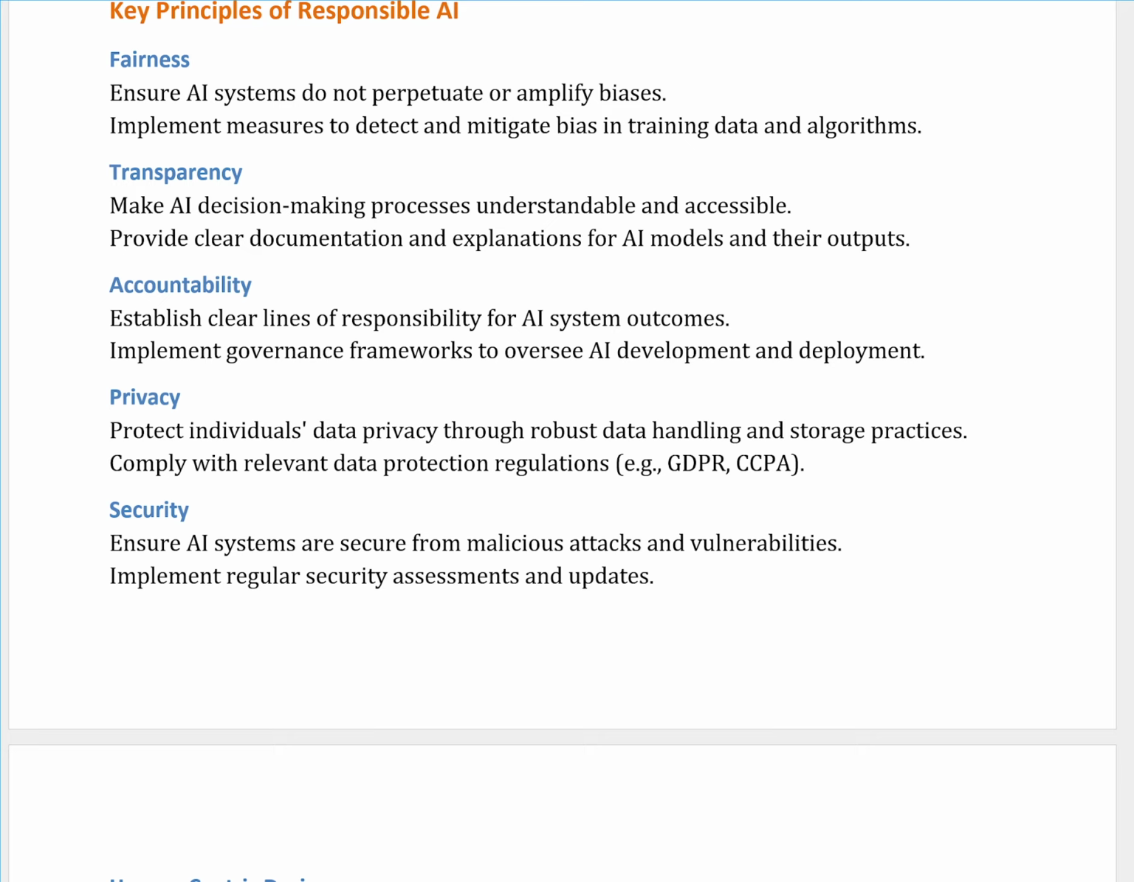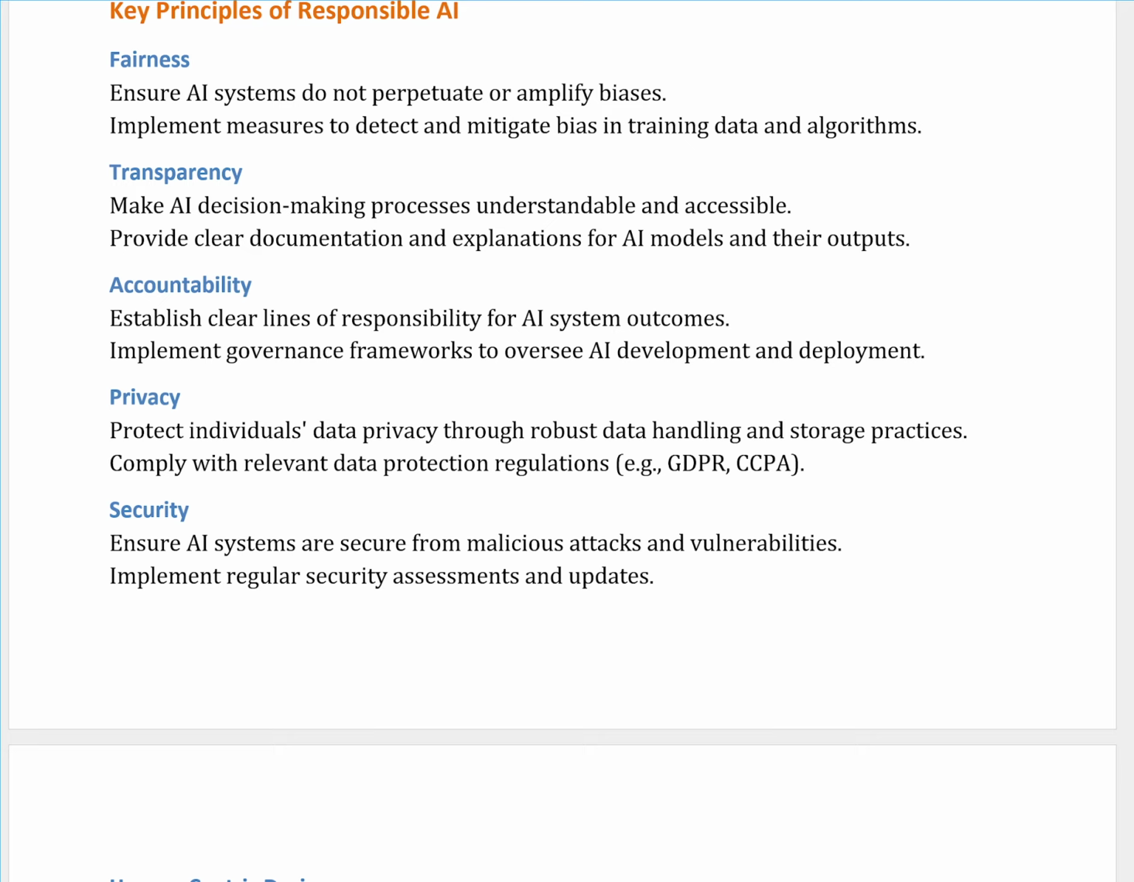Accountability. Establish clear lines of responsibility for AI system outcomes. Implement governance frameworks to oversee AI development and deployment. Privacy. Protect individuals' data privacy through robust data handling and storage practices. Comply with relevant data protection regulations, e.g., GDPR, CCPA.